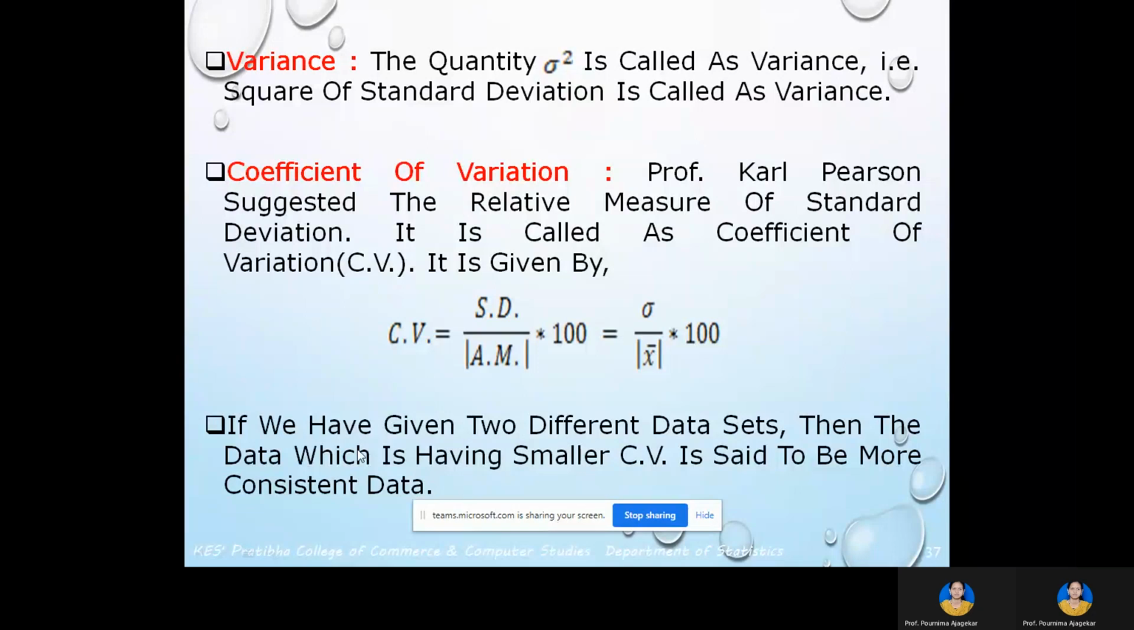If we are given two different data sets, then the data having the smaller coefficient of variation is said to be more consistent. In order to check the consistency of data, we have to calculate the coefficient of variation. If the value of the coefficient of variation is smaller, then that data is consistent, or if the value is higher, then that data is less consistent. So to compare two different data sets, that is, to see which data is more consistent, we have to compute this coefficient of variation.